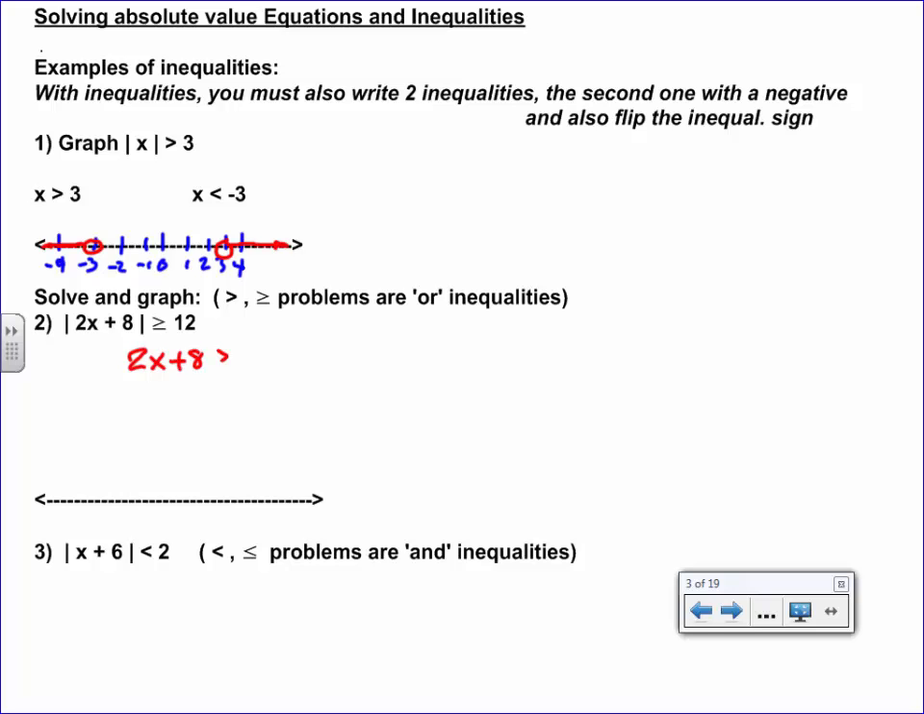Write one exactly as it is. 2x plus 8 is greater than or equal to 12. Write another one, but flip the sign and make it negative 12. Okay, we'll go ahead and isolate x, subtract 8, subtract 8, divide by 2, and x is less than or equal to negative 20. Excuse me, negative 10.